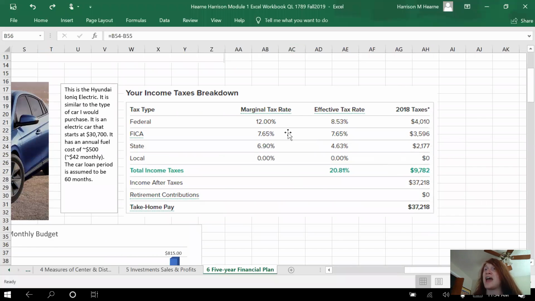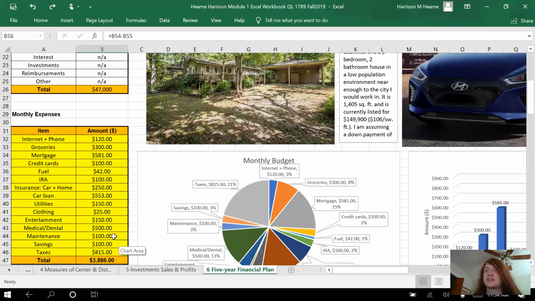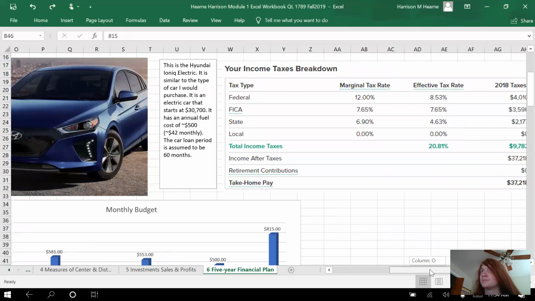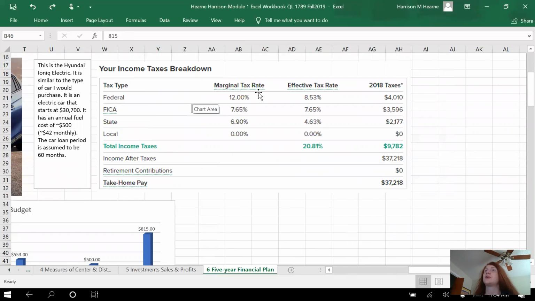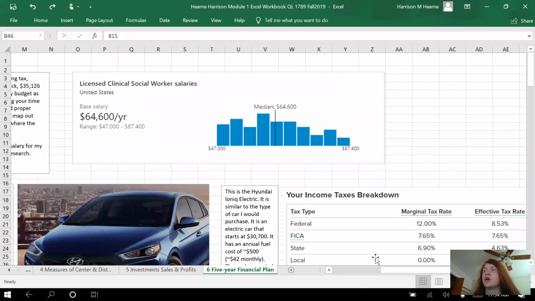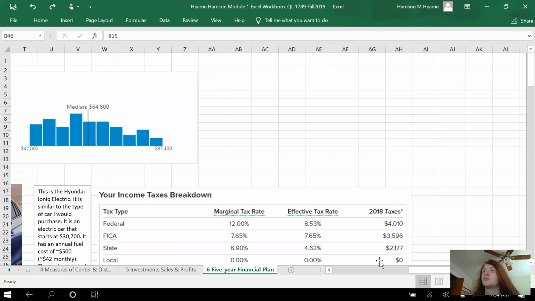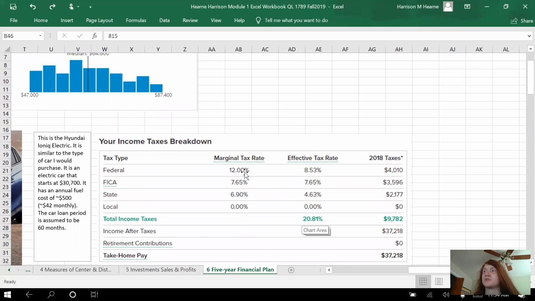So here is actually the tax breakdown for that, which is how I got to this figure here. Where's the figure? There it is, $815 a month. So if we look here, the federal marginal tax rate for the tax bracket that I fell within, which pretty much this entire range of data would fall within. So no matter how much money I made on this, I would probably remain within the same tax bracket. So the federal marginal tax rate is 12%, but the effective tax rate is only 8.53%.